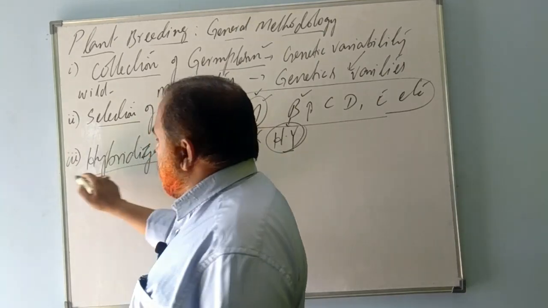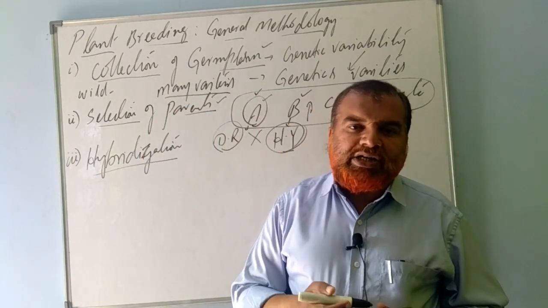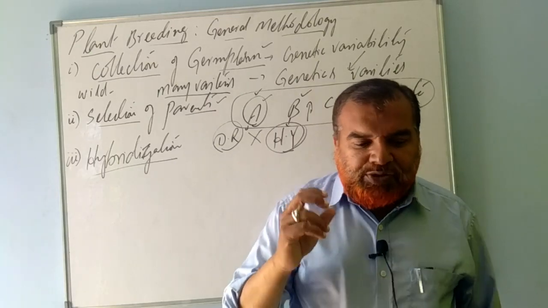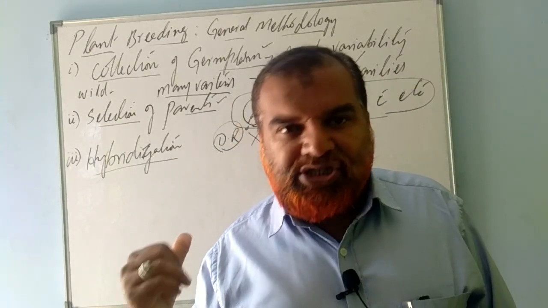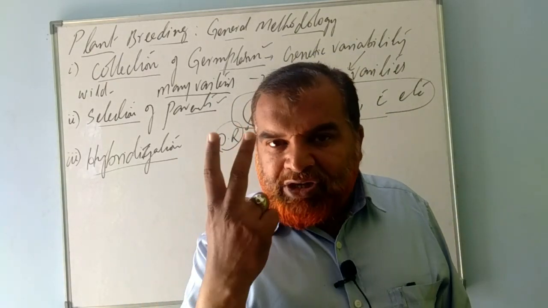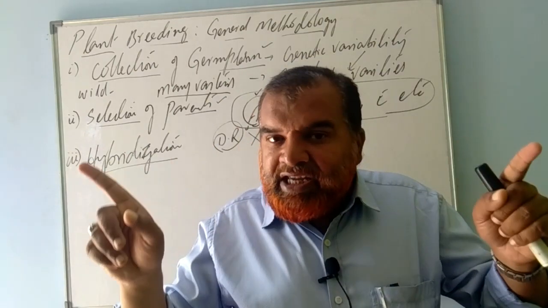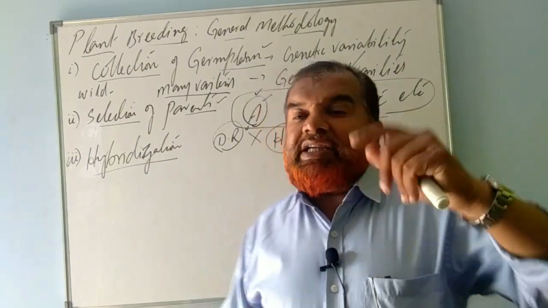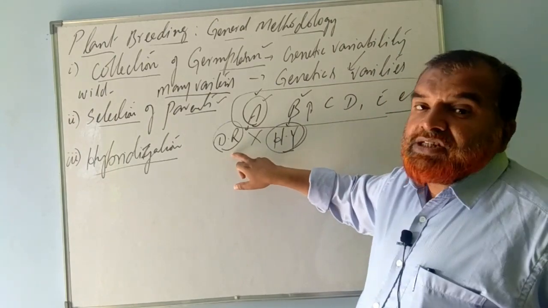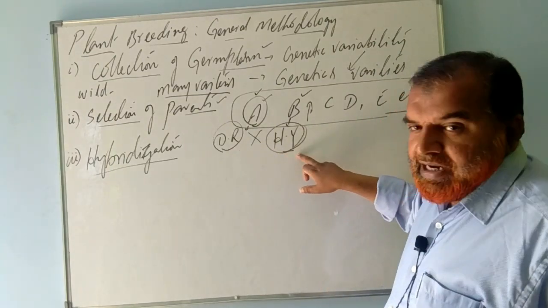Hybridization. Now, what is hybridization? It may be asked for 1 mark also, as a definition. It is the cross between two parents, as far as this topic is concerned. The cross between two plants which are differing in their genetic characters. What is the character? One character is disease resistant, the other character is high yield.